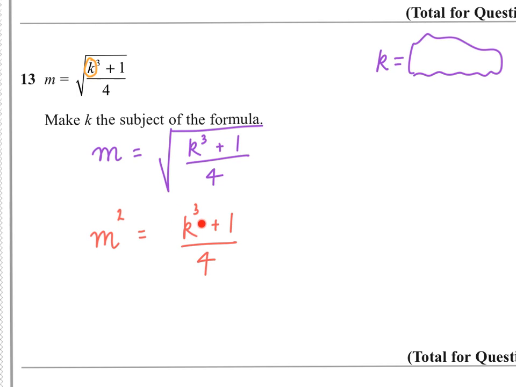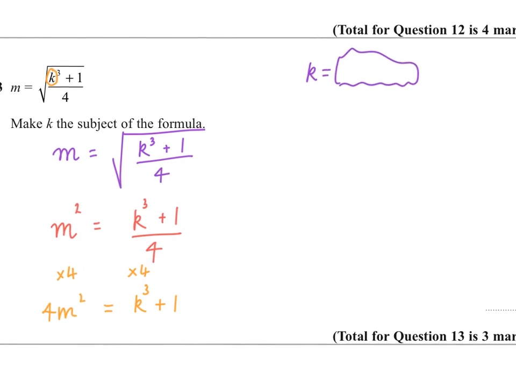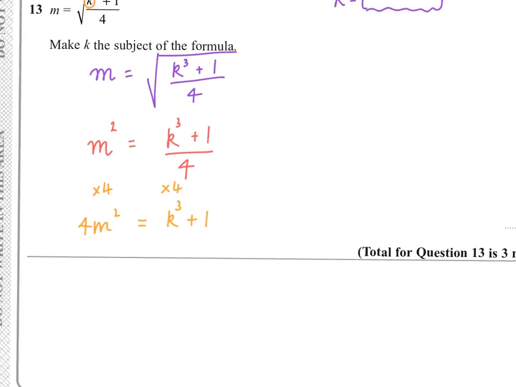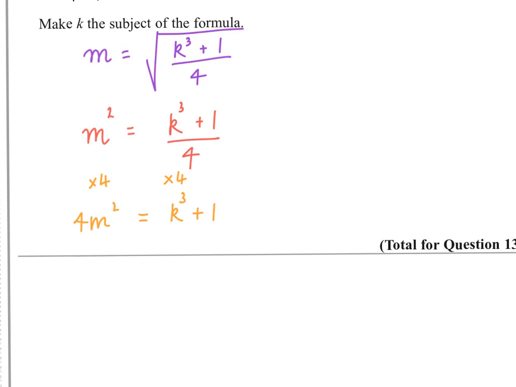Don't forget, keep our eyes on the target here. So we're going to multiply both sides by 4 now. And that will give us 4m squared equals k cubed plus 1. Again, let's keep our eyes on that. I think I'll get some more space by doing it this way. I'm going to take away 1 from both sides. So I now have 4m squared minus 1 equals k cubed.